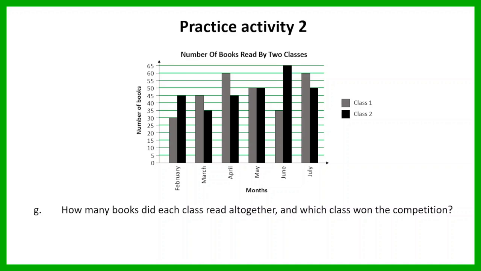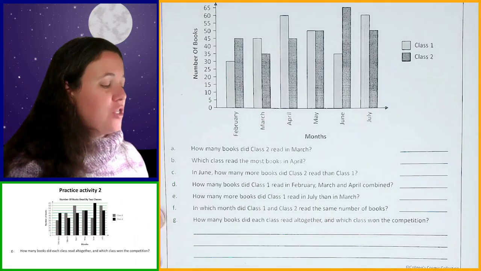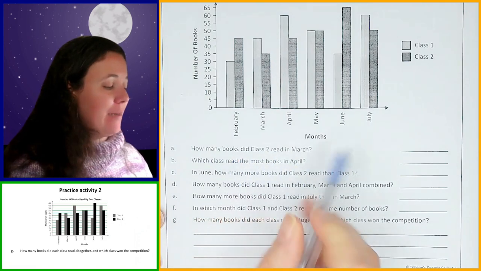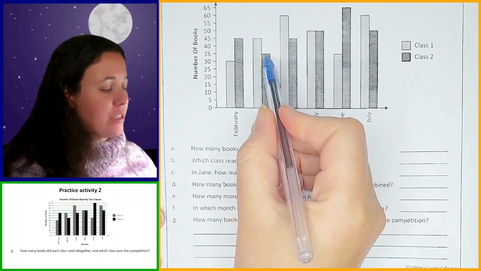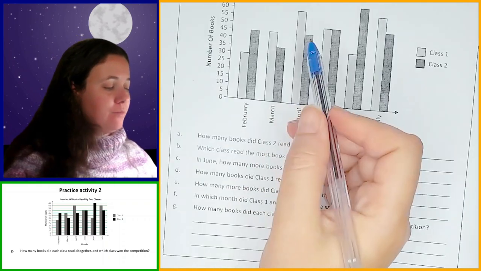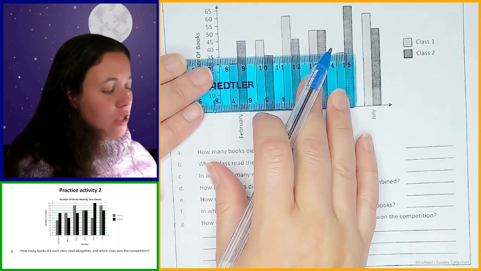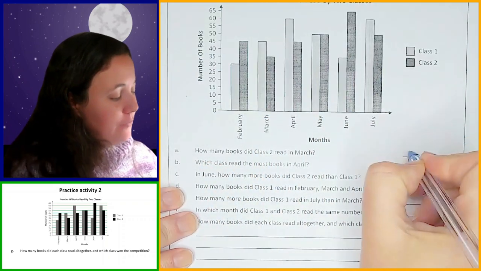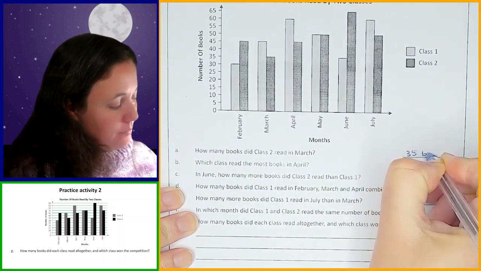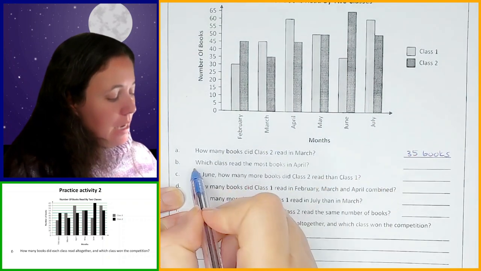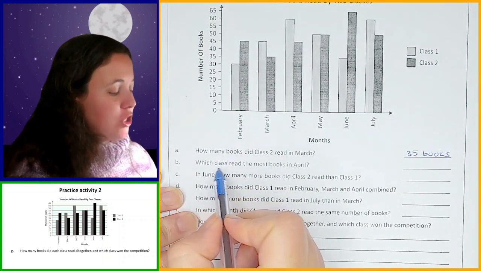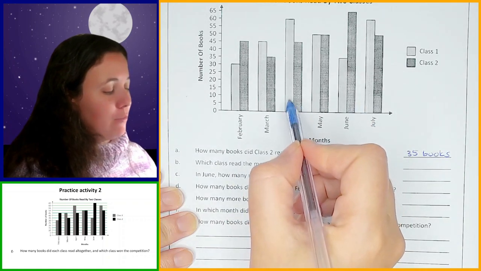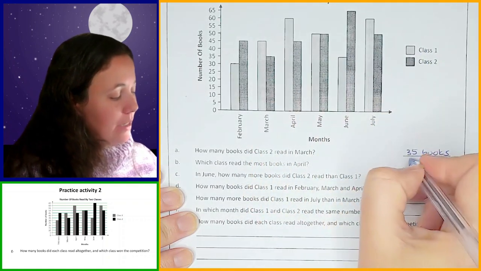Okay, so let's see how you should have done those questions. The first question was, how many books did Class 2 read in March? Over here, Class 2 is this one. In March, Class 2 read 35 books. Then question B, which class read the most books in April? In April, the class that read the most books was this one over here, that's Class 1.